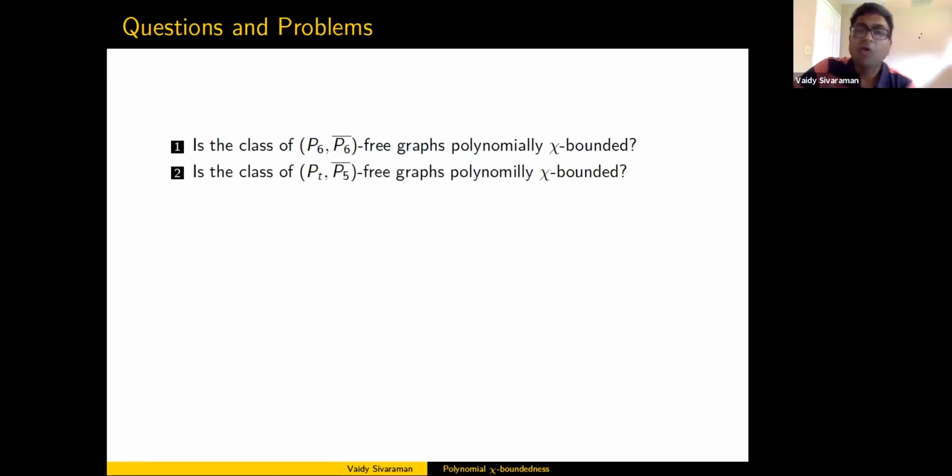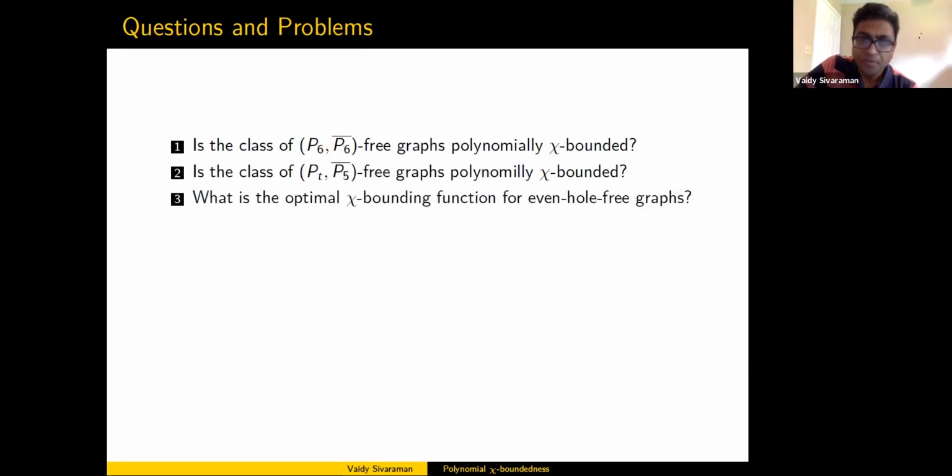And how about excluding a path and the complement of a 5-vertex path? The complement of a 5-vertex path is called a house. It's a nice little graph, and this polynomial chi-boundedness would mean something.